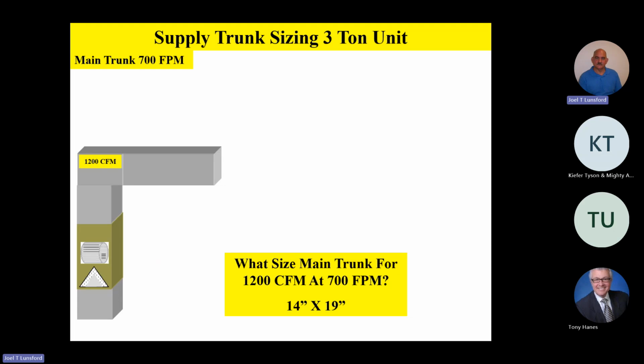If all you had available to you was a 14 by 18, that would be okay too. It's just that it would jump the velocity up to maybe 725 or 750, which would still be within range. So you could get by with a 14 by 18 as well if you're buying pre-manufactured duct. But if you make your own duct, a 14 by 19 would nail it just perfectly on a 700 feet a minute velocity on the main trunk. So that first section of duct that we've got on our main trunk in this example is going to be a 14 by 19. That's before we do any takeoffs.